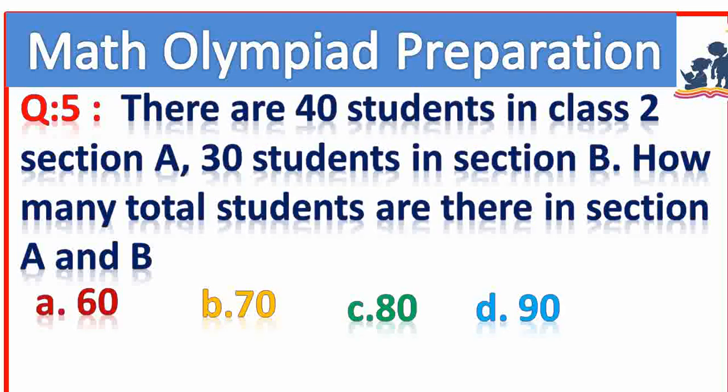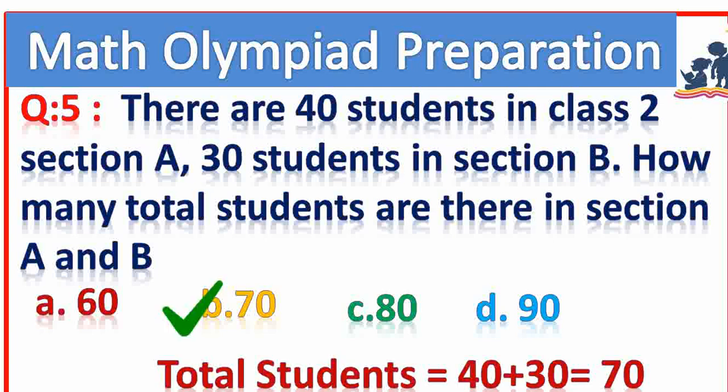Question number 5. There are 40 students in class 2, section A, 30 students in section B. How many total students are there in section A and B? There are 70 students. Yes, good. Total student is equal to 40 plus 30 is equal to 70.